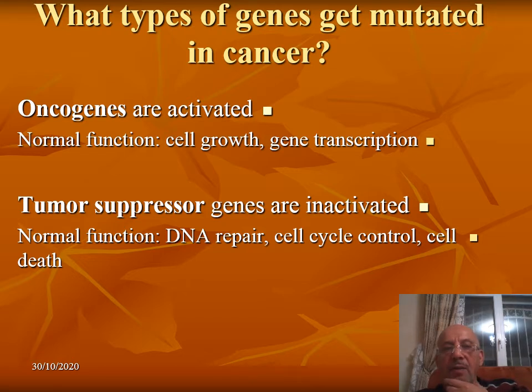Usually, proto-oncogenes are activated and called oncogenes, and those have a normal function. This normal function is the controlling of cell growth and gene transcription. While tumor suppressor genes, in a normal situation and normal function, cause DNA repair. If there is damage to DNA, they will make a DNA repair so that they can reverse the malignant process, and they can also control the cell cycle phases.